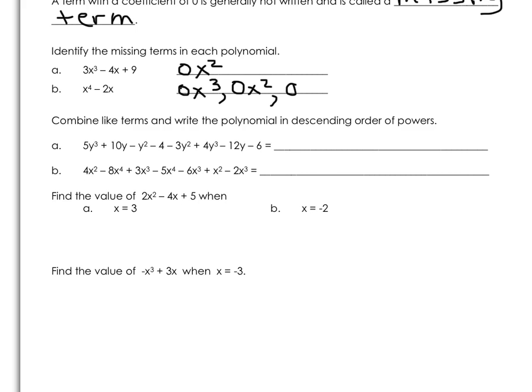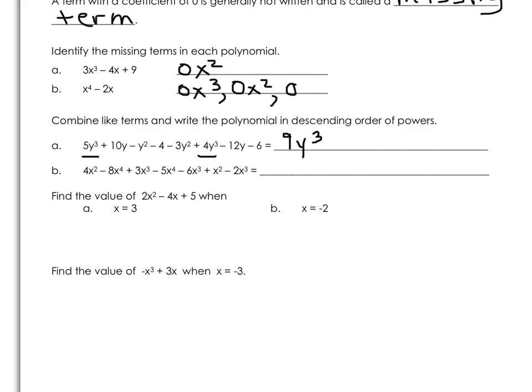Combine like terms and write the polynomial in descending order of powers. I like to use some sort of system to identify which terms I've taken care of. So 5y cubed seems to be a term with the highest exponent. Is there another term with 5y cubed? Yeah, 4y cubed. So we have 5 of them plus 4 of them. That's 9 of them, 9y cubed.